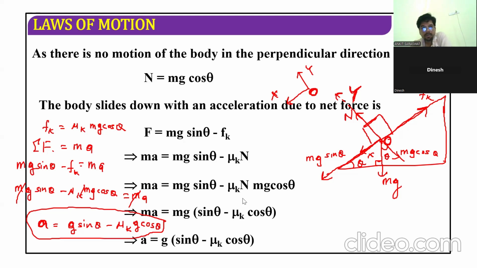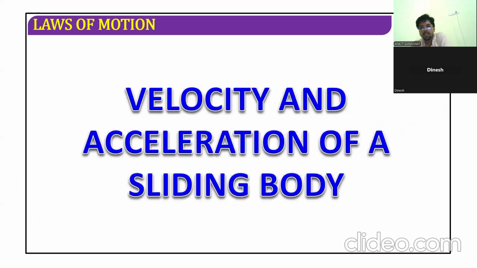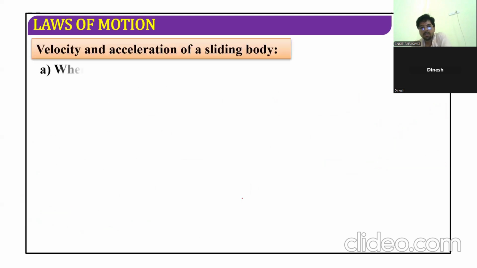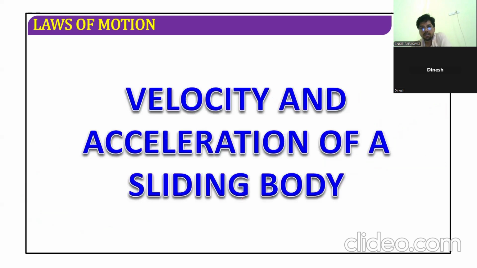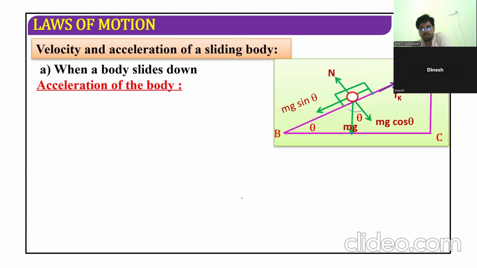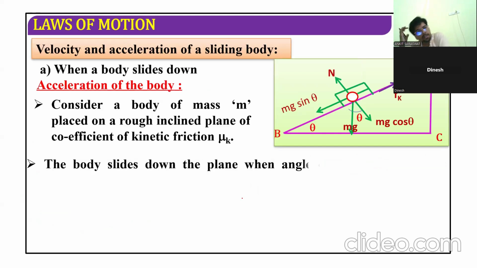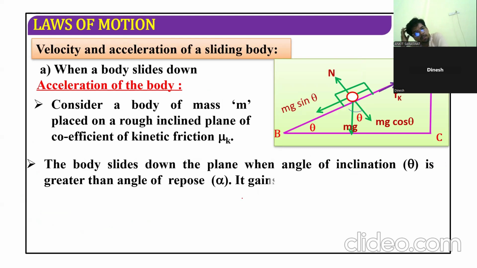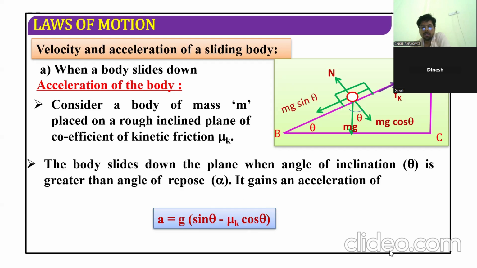Now, velocity and acceleration of a sliding body. Consider a body of mass m placed on a rough inclined plane having coefficient of friction mu k. The body slides down the plane when the angle of inclination is greater than the angle of repose. That is the concept. It gains an acceleration a equal to g sin theta minus mu k g cos theta. This is a very important relation.